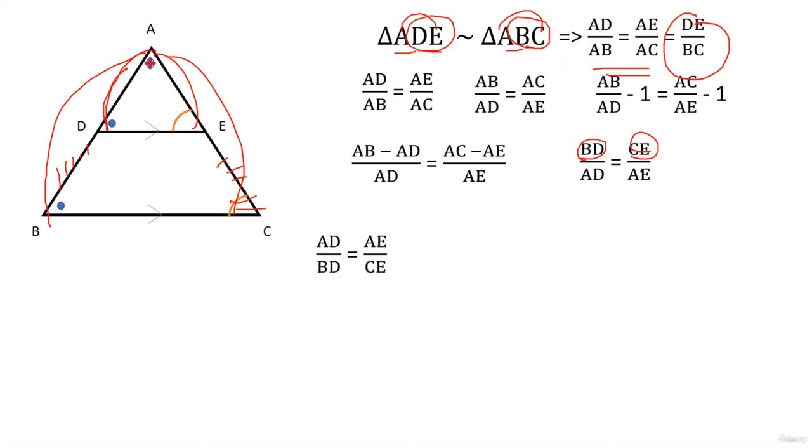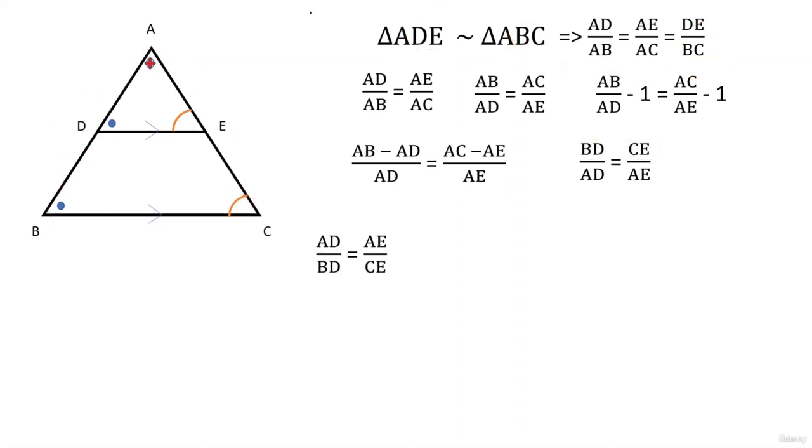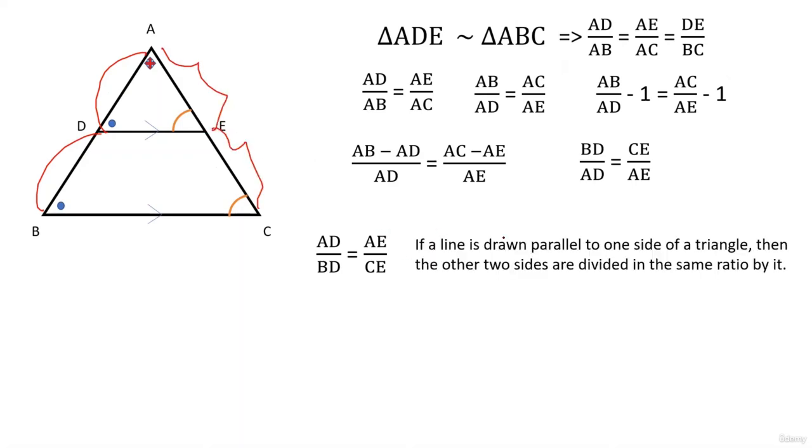If you again invert the ratio, guys, you'll get what? You'll get something very, very interesting, and that is AD divided by DB will be same as AE divided by EC, right? Okay, so that means whenever a line is drawn parallel to one side of a triangle, then the other two sides are broken in the same ratio by it. This is called as the basic proportionality theorem.